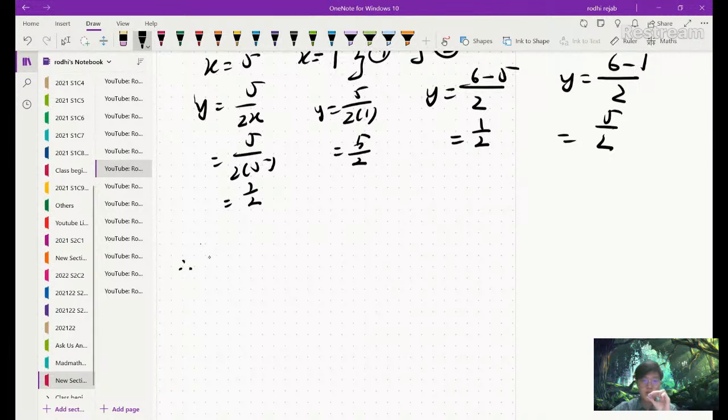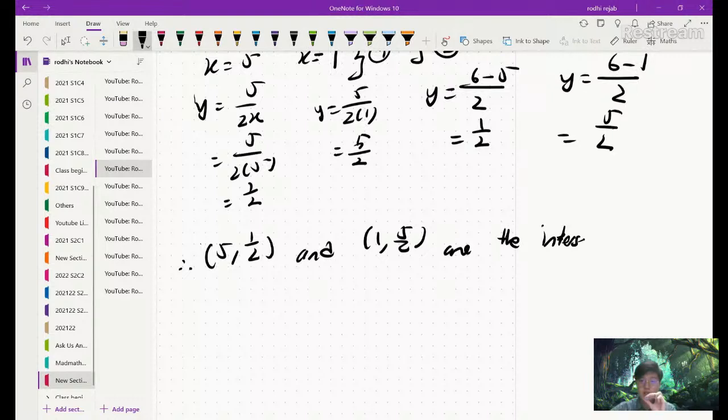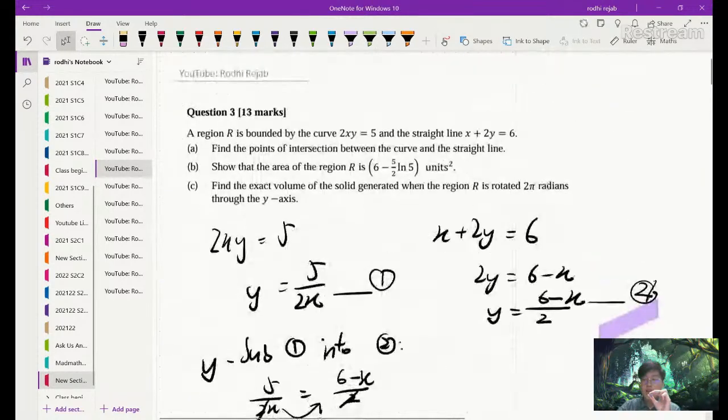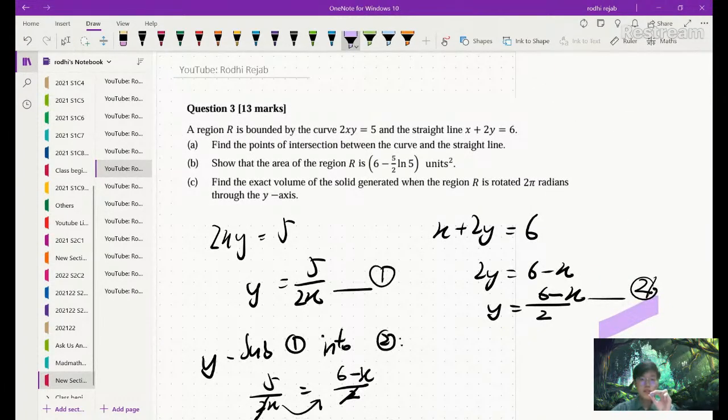Okay, so for the conclusion, (1, 5 over 2) and (5, 1 over 2) are the intersection points. Okay, part A is done. Question B: find the area of the region R, which is 6 minus 5 over 2 ln 5 unit square.